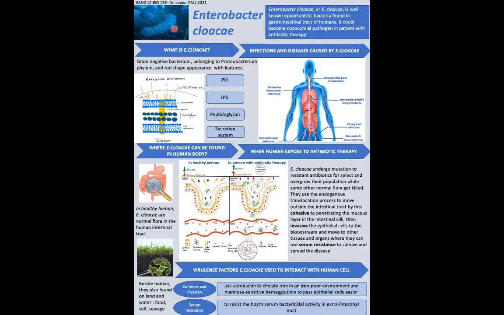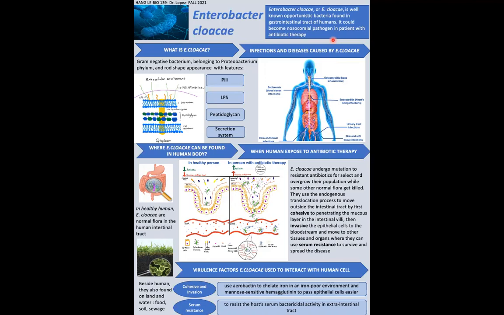As you see over here is the Enterobacter cloacae image. They have a kind of really loose shape and a lot of pili-like appearance. Enterobacter cloacae is a well-known opportunistic bacterium that we find in the intestinal tract of the human. And it could become a nosocomial pathogen in patients with antibiotic therapies.